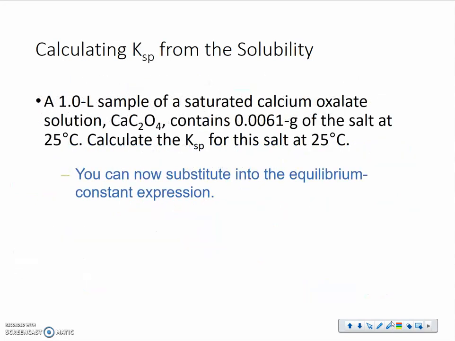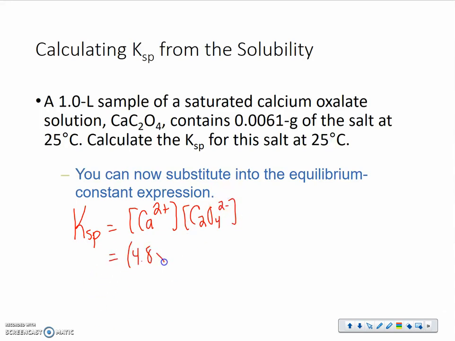So our K expression for this reaction would be our two ion concentrations at equilibrium, which we know what they are. They're both the same. So we can say this is squared. So we know what this value for Ksp is.